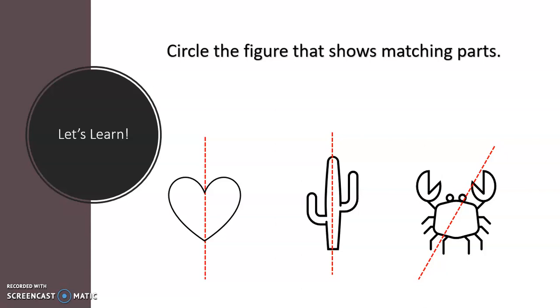Now let's learn. Circle the figure that shows matching parts. So I've given you 3 pictures, a heart, a cactus, and a crab. Now notice I've drawn those lines. I'm asking you to show me the figure that shows matching parts. The line does not have to be drawn up and down. It can be drawn any way I would like it to be drawn. You simply have to tell me, does each side look exactly the same? If it does, that picture has symmetry. If it does not, it does not have symmetry. So take a minute, circle the figure that shows the matching parts.